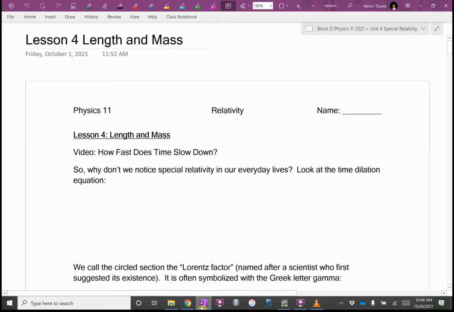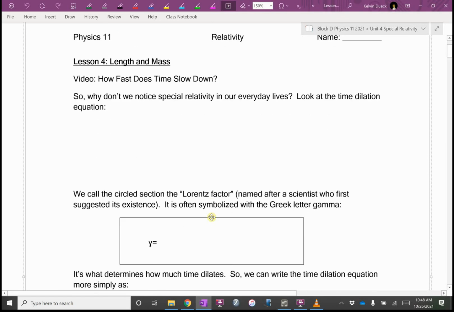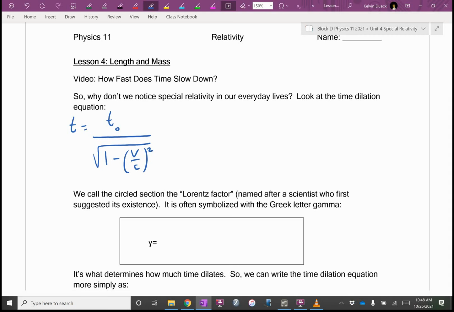Back to our notes. So, why don't we notice time dilation in our everyday lives? Look at the time dilation equation. Let's write it out. T equals T0 all over the square root of 1 minus v over c all squared. Write that down. It's on my formula sheet. Yeah, I know, but I want to make a point here. And then circle the square root thingy, the denominator.